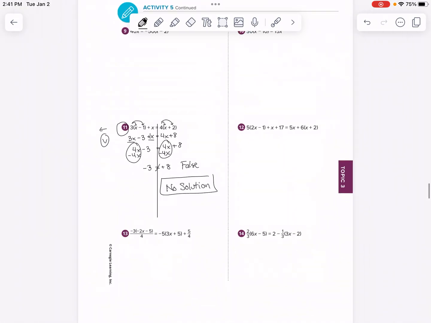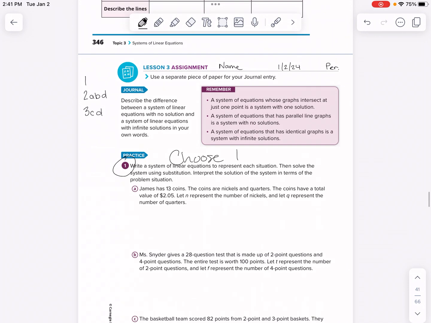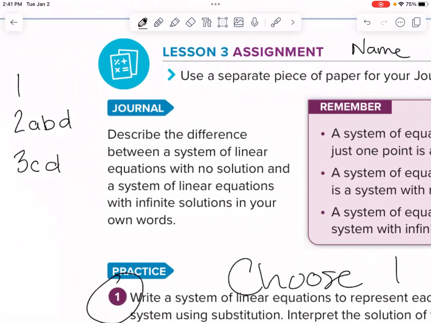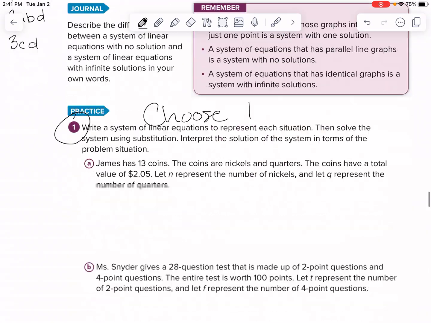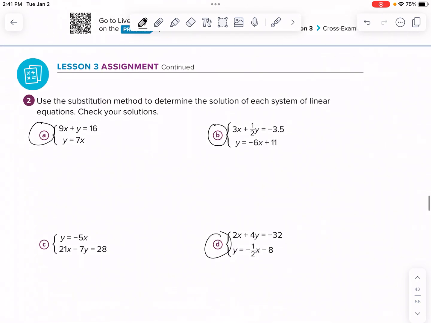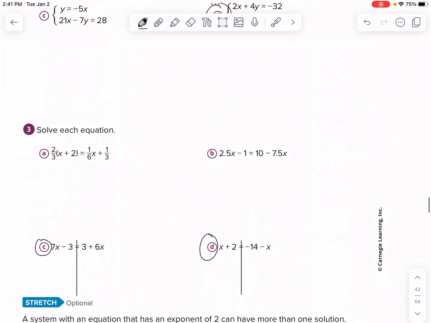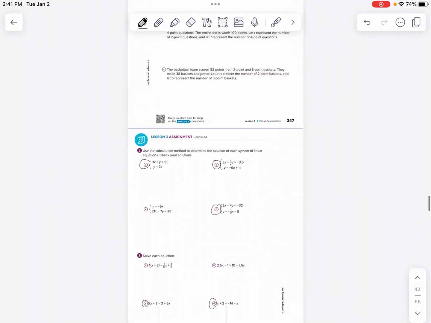Okay, good. I'll give you some time to copy that down. But we're skipping this page. Our assignment, same assignment from yesterday, but some classes got to it, some classes didn't. Number 1, you get to choose which one you want to do, A, B, or C. Number 2, A, B, and D. And number 3, just C and D. And we're done with that. Turn it in, and then get to Matthew. Okay, let me know if you have any questions.